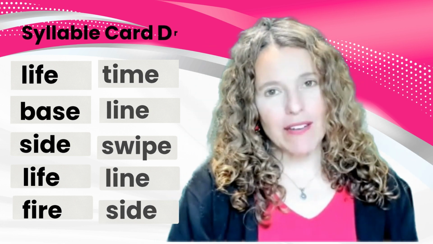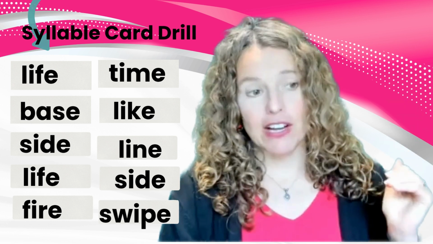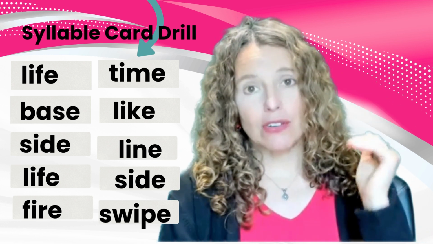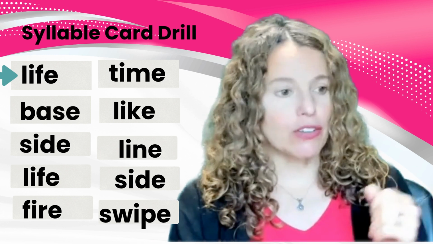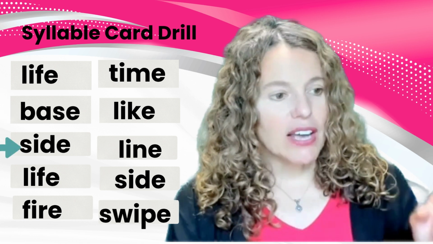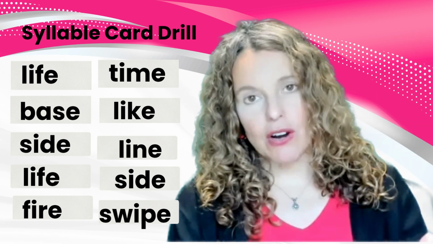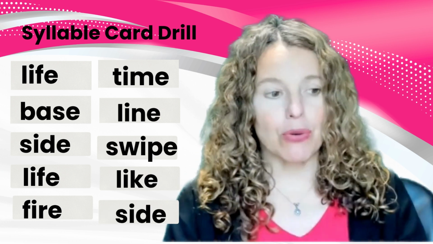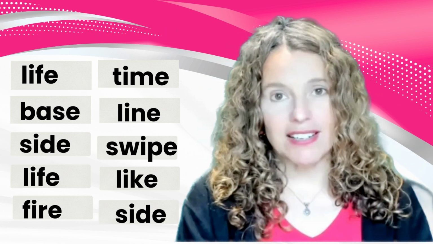As always, we will have the student read down column 1. So they would read life, base, side, life, fire. Then we'll have them read down column 2. They would read time, like, line, side, and swipe. And then we'll have them reading across each row, making nonsense words. Well, I guess the first one's not a nonsense word, is it? But lifetime, baselike, oh, sideline, there's another word. Lifeside, firewipe. And then we'll have them keep all of the cards in column 1 as they are, and they'll simply swap around the ones in column 2 so they match up with different ones in column 1 to make real words. And afterwards, we'll have them read all the words out properly and put some of those words into sentences.